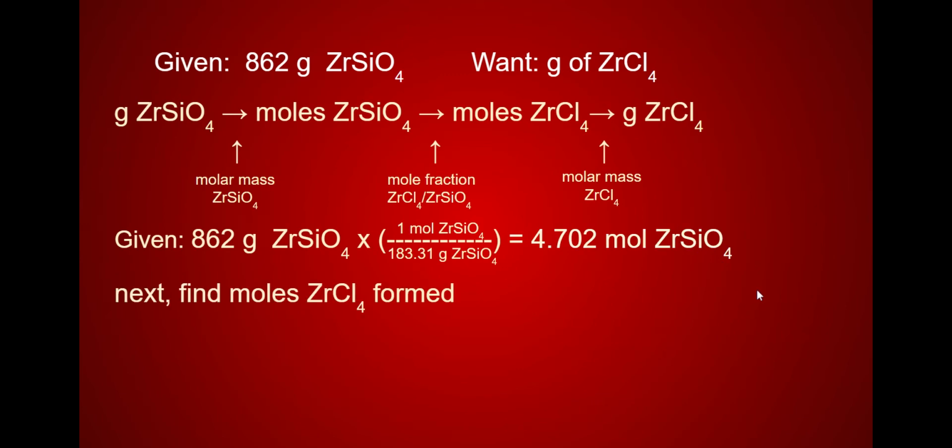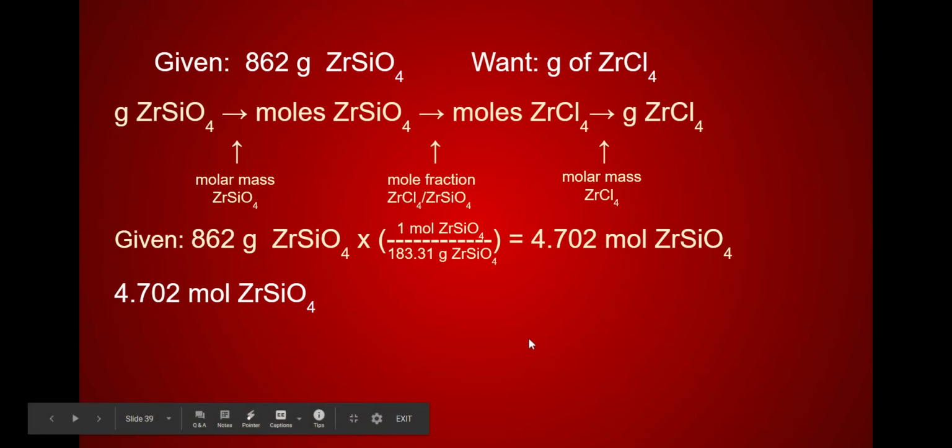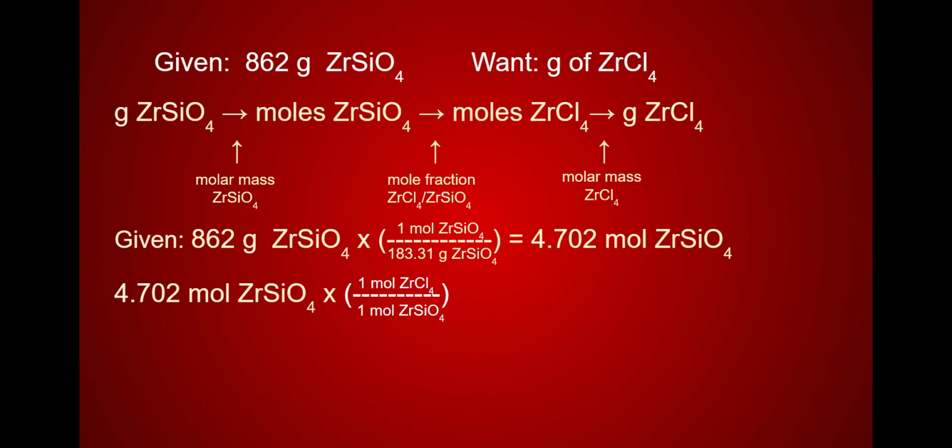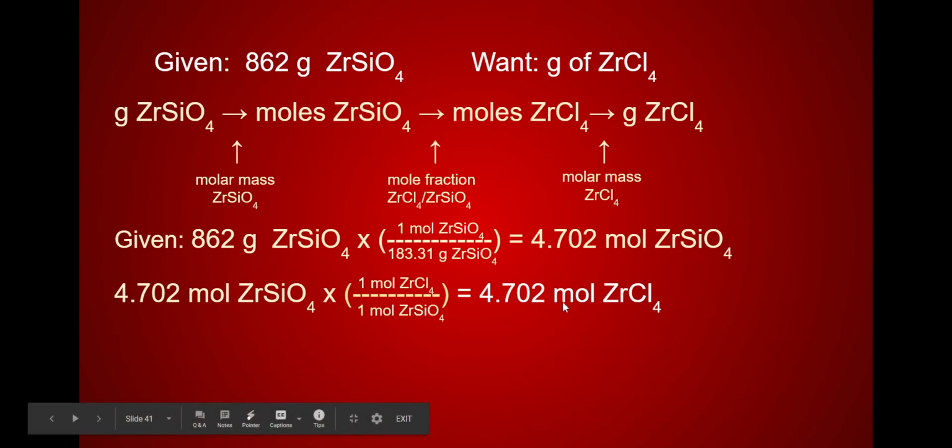So next, we need to take that number of moles and find the moles of zirconium-4 chloride formed. Our conversion factor is going to be this mole fraction. We already found the mole fraction, so we're going to start with 4.702 moles zirconium-4 orthosilicate, multiply by 1 mole zirconium-4 chloride per 1 mole zirconium-4 orthosilicate, and that is going to give us, of course, 4.702 moles of zirconium-4 chloride.